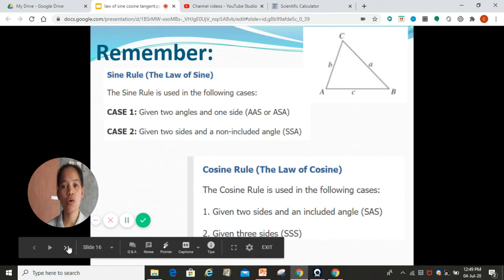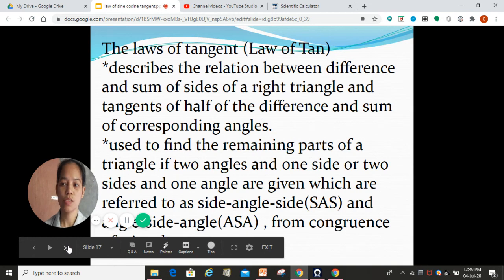Also, if you're given three sides, that goes for the cosine rule. Those are the major differences between the sine rule and the cosine rule. Aside from them, there is another rule, but sometimes it is not discussed thoroughly, so I'll just give you a glimpse of it.